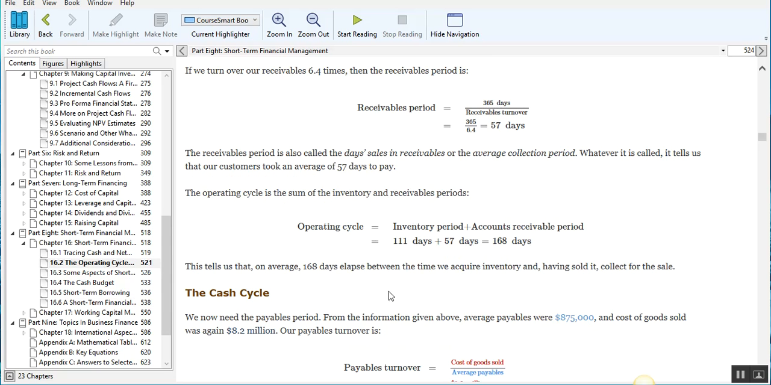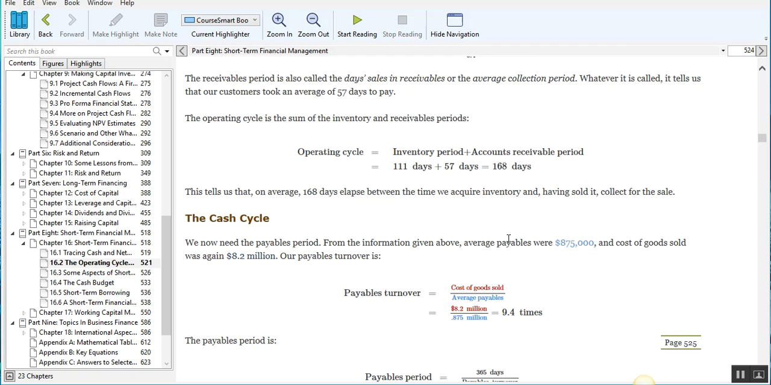So the operating cycle in this business is the inventory period of 111 days plus the accounts receivable period of 57 days, or 168 days. That's how long it takes to go from ordering, acquiring our inventory, selling our inventory, and collecting cash.